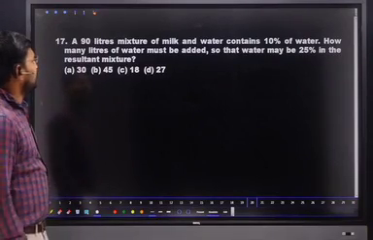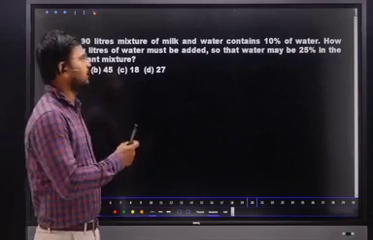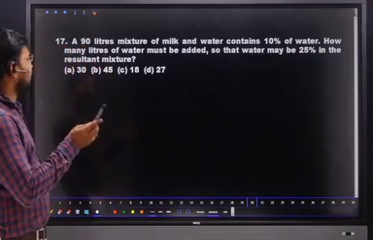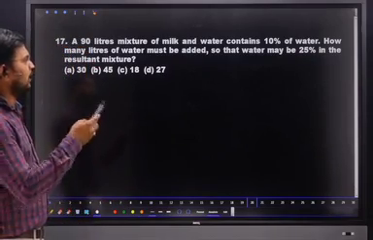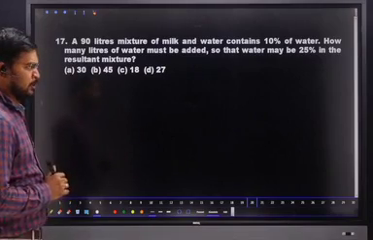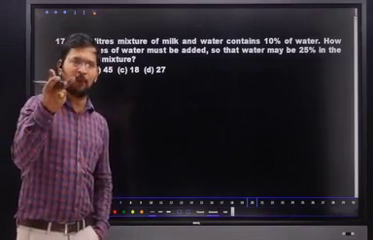A 90 liters mixture of milk and water contains 10% of water. How many liters of water must be added so that water may be 25% in the resulting mixture? Similar question. First of all, I will explain orally.